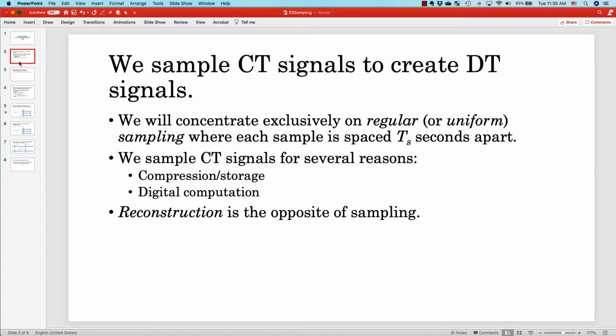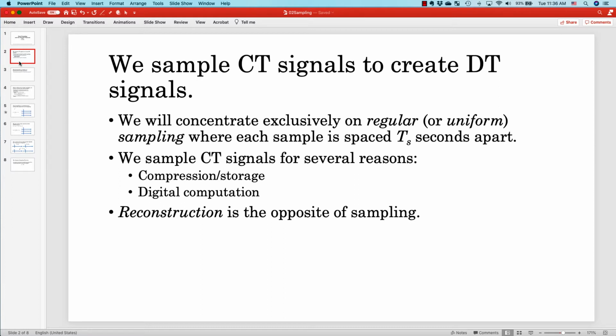We are going to talk about ideal sampling, and that is the bridge between continuous time signals and discrete time signals. That is, we sample a continuous time signal to turn it into a discrete time signal. The opposite of that process is called reconstruction. So if you want to take a discrete time signal and create a continuous time signal out of it, you are then reconstructing the signal.